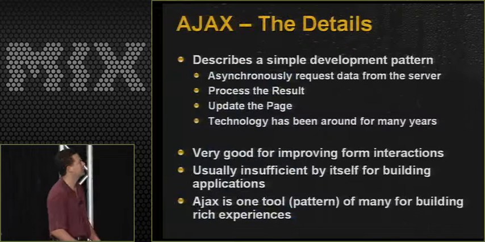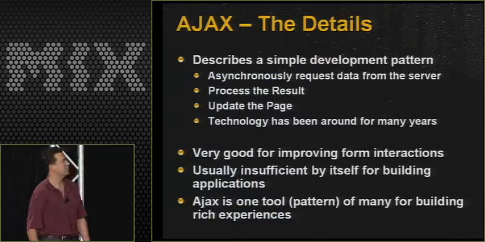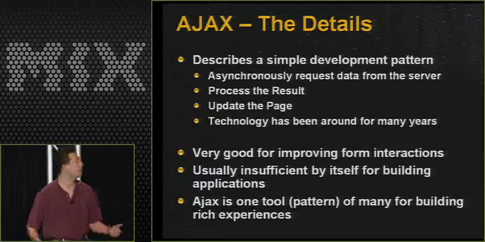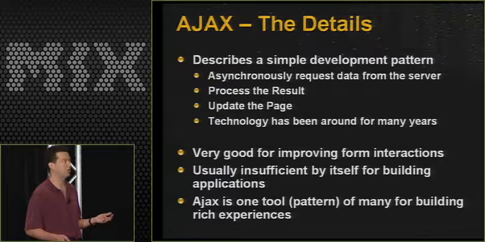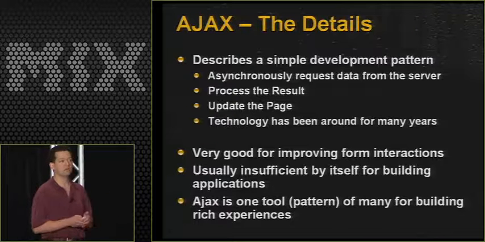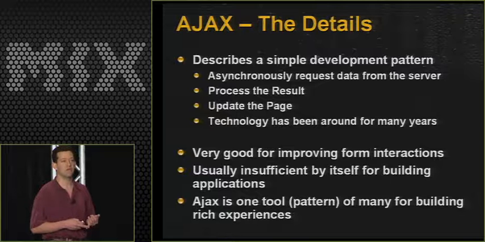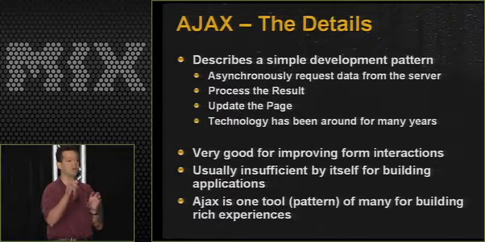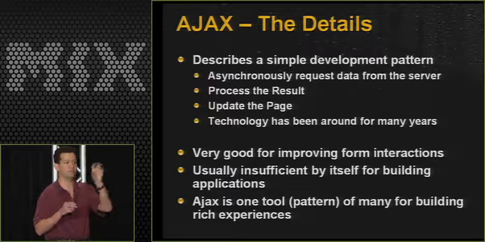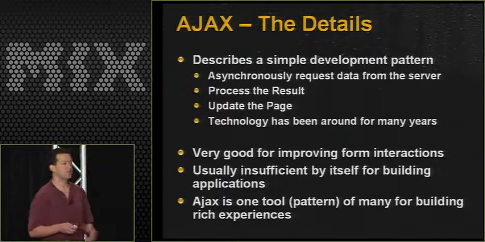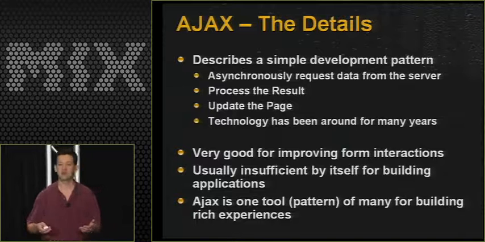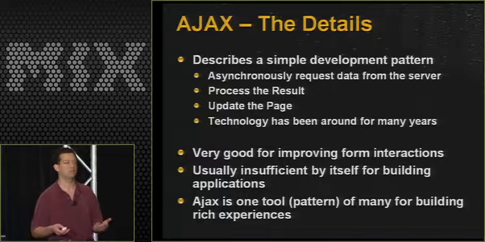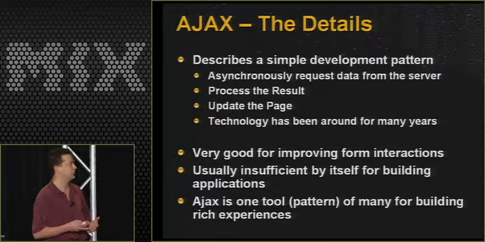OK, as I said, I'm going to go quick through the beginning here. So the details. AJAX is just a development pattern. It's basically the idea that you make the request to the server, you process the results, and you update the page. The key distinction is that you're not round-tripping a whole new web page. You're updating segments of the page on demand. The technology for AJAX has been around for many years. It's just now coming into fruition because we're now focusing so heavily on experiences, mashups, and so on.